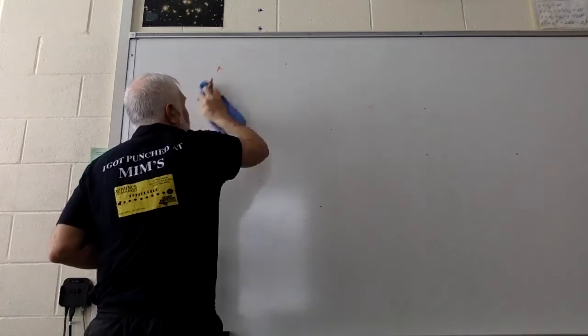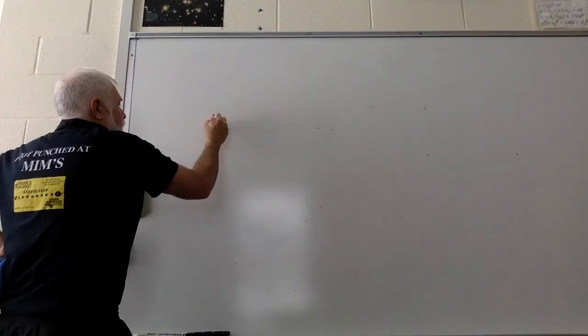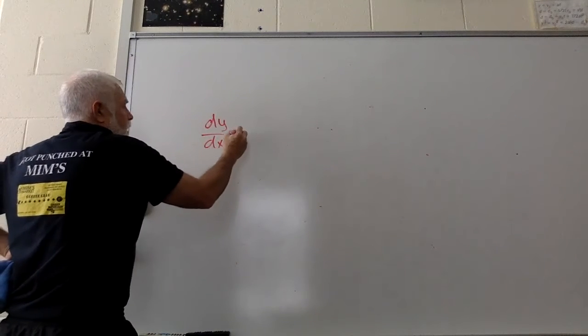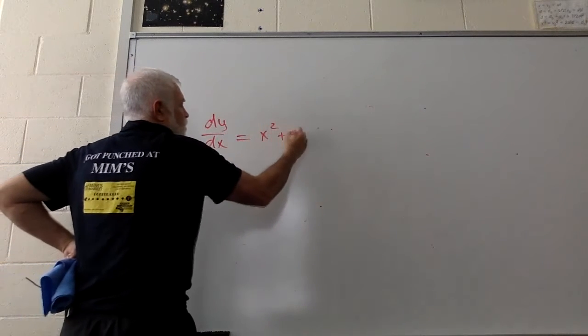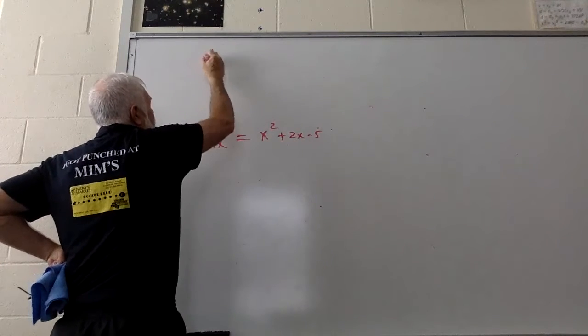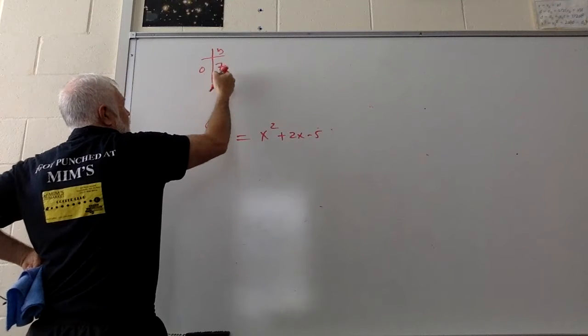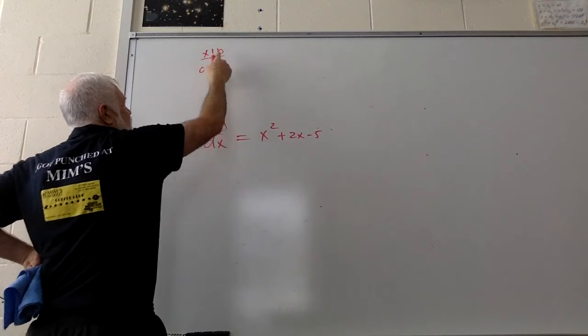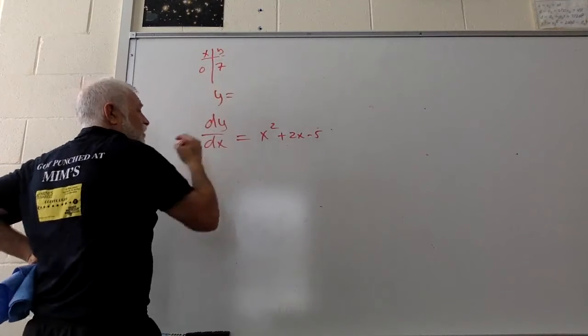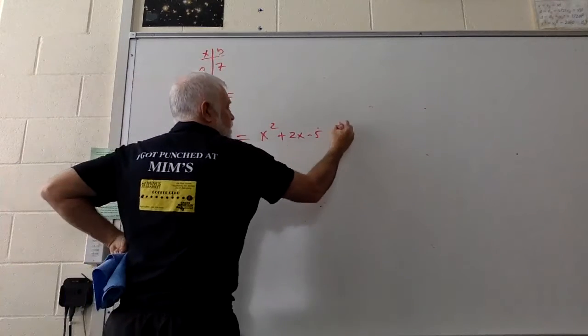Problem number five. Let's see, what can we do? Let's do dy/dx equals x squared plus 2x minus 5. And I know that y of 0 gets me 7. So an x value of 0 gets me 7, and we're trying to find what y is equal to. So we have to integrate.